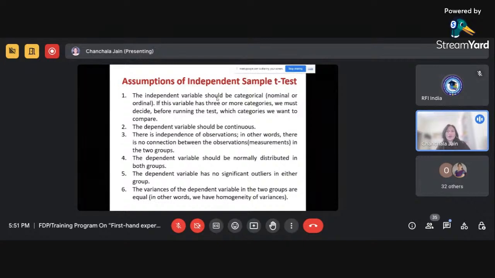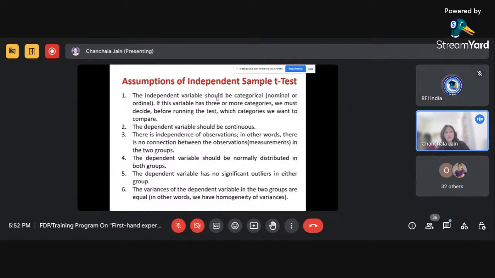If I want to simplify this, I can say we need to collect the data from every person only once while collecting the data. Fourth says the dependent variable should be normally distributed in both the groups. Means whatever are the two groups or two categories of the independent variable, in that we need to check that the dependent variable should be normally distributed, right?